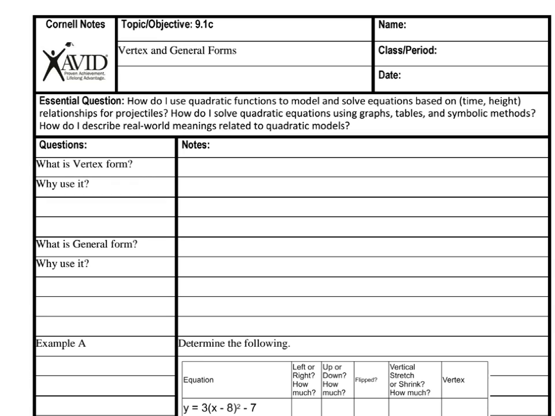This is lesson 9.1c, vertex and general forms. Our essential question today: how do I use quadratic functions to model and solve equations based on time and height relationship for projectiles? How do I solve quadratic equations using graph, tables, and symbolic methods? How do I describe real-world meanings related to quadratic models?